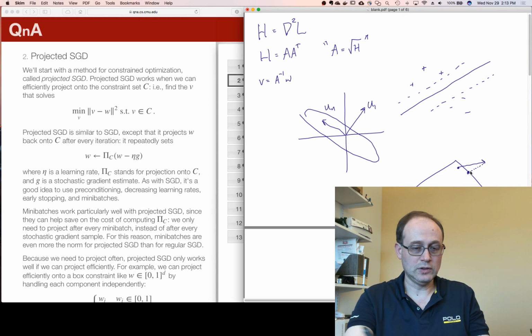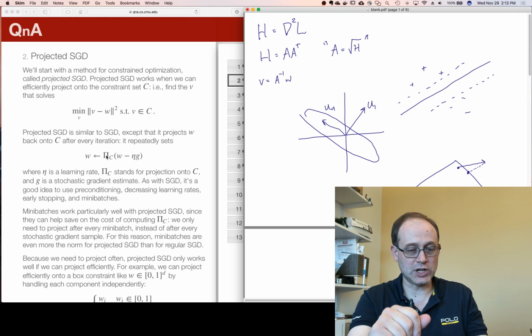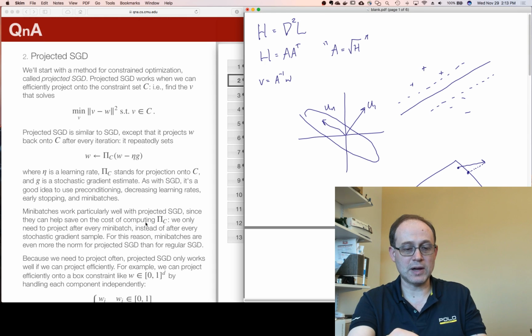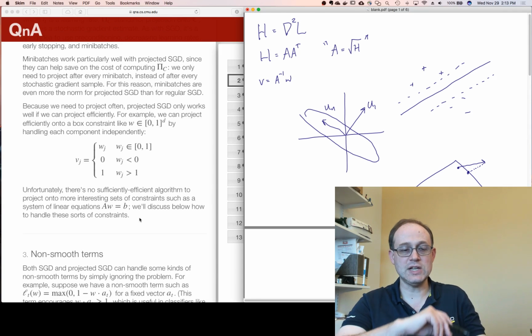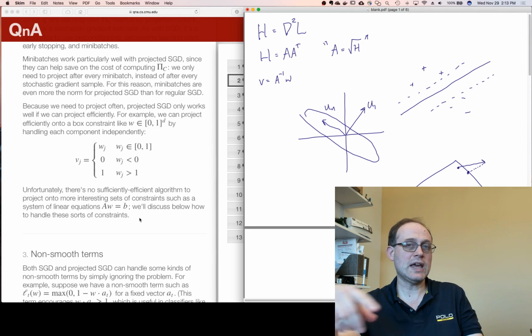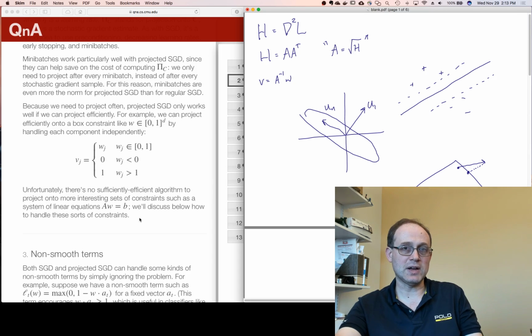So the algorithm looks like this, where capital Pi is the operation of projection. You take an ordinary SGD step and then project back onto your constraint set. And just like stochastic gradient descent, it's a good idea to use preconditioning, decreasing learning rates, early stopping, mini batches, all of the other tricks that we've been talking about. Mini batches in particular work well with projected SGD because in case your projection operation is at all expensive, you only have to do it after the end of every mini batch. And so you spend more of your time computing gradients compared to the amount of time you spend projecting.